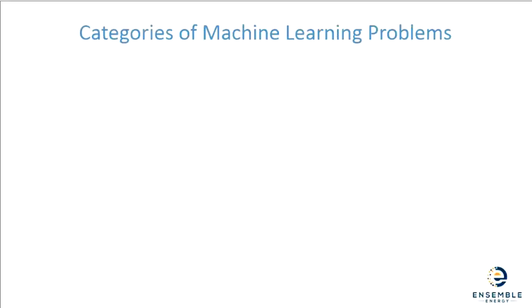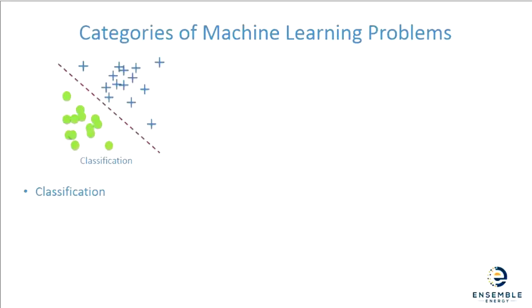Let's talk now about some categories of machine learning problems. The first category would be a classification problem. What you're doing in a classification problem is predicting or classifying from a discrete set of labels. To make this concrete for those of us in the wind industry, an example would be identifying a pitch bearing as failed or healthy. That's an example of a classification problem.